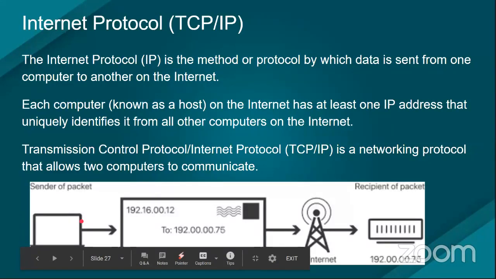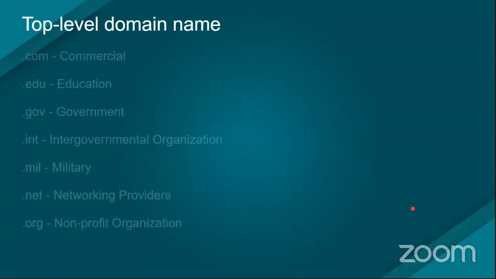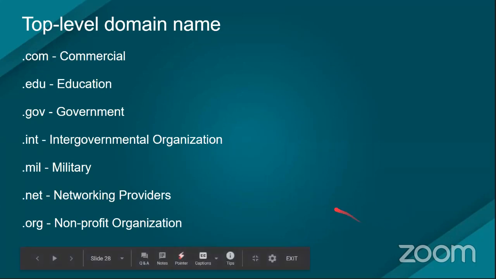If I send some information to a particular person, it will show where you got the message from, the sender IP address and the receiver IP address. You can easily track through the IP address. So domain level, top level domain names, you have to note it down.